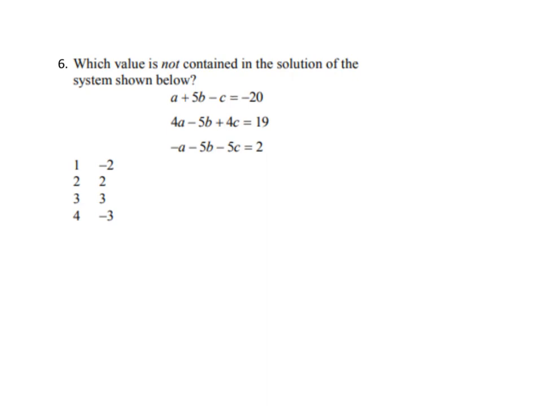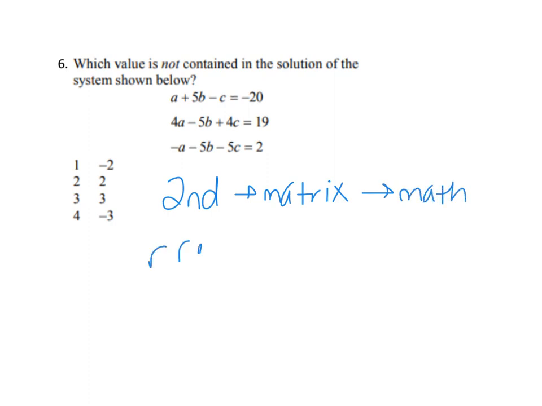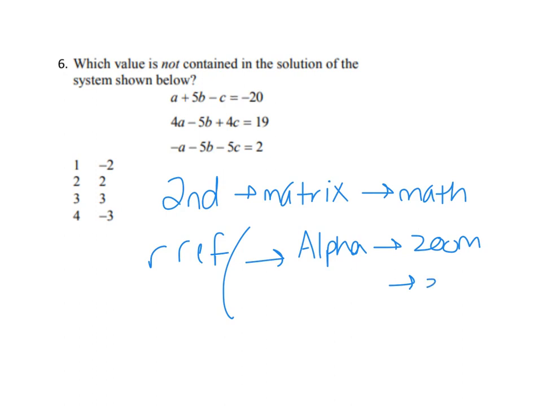All you guys need to remember how to do is press the button second, find the button matrix, which is in blue on the left side. You're going to go to math, and you're going to choose RREF, and you're going to have this big parenthesis here. And then to get the inside, you're going to press alpha, and then press zoom. And then you're going to make sure it's a 3-row by 4 column. You're going to put all these coefficients in. So 1 for that, 1 for that, 4, -5, 4, 19.